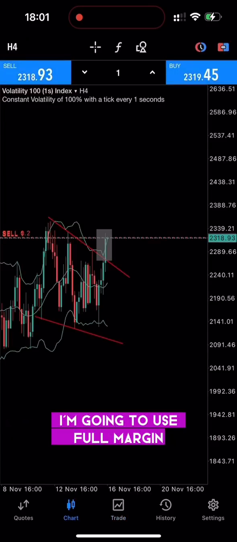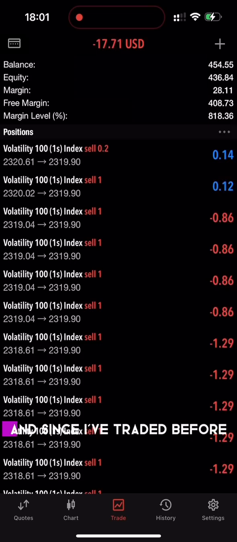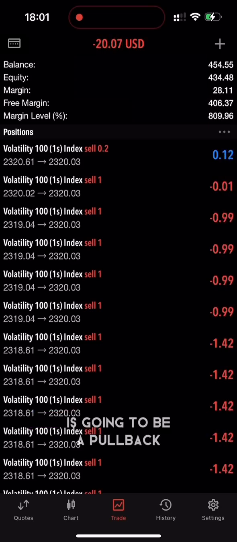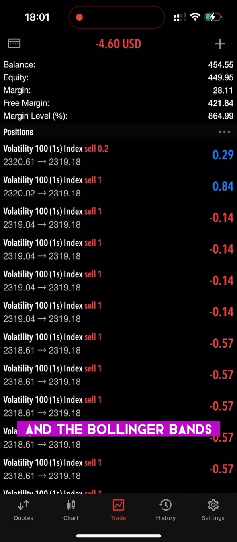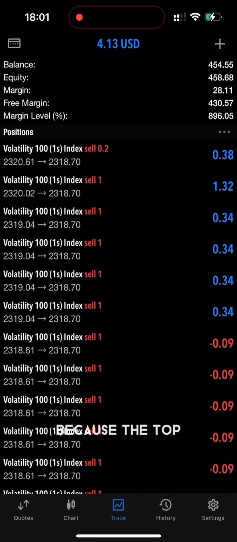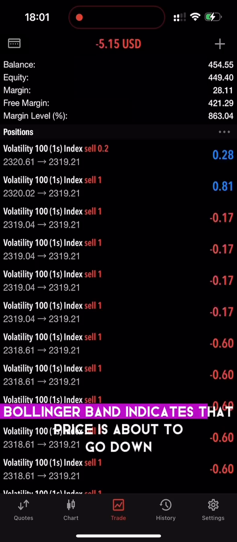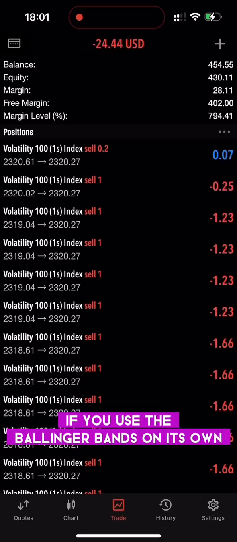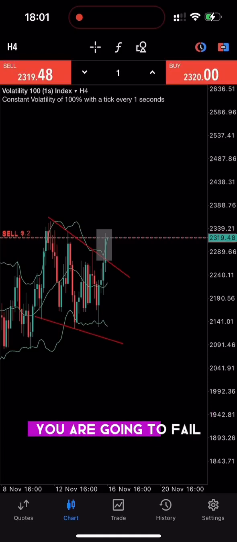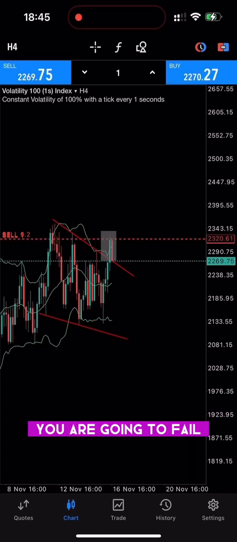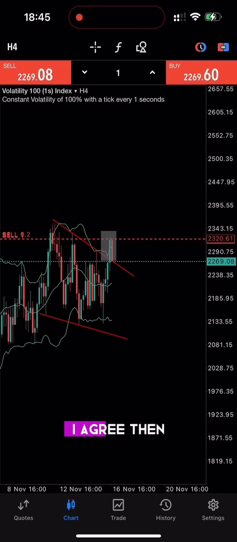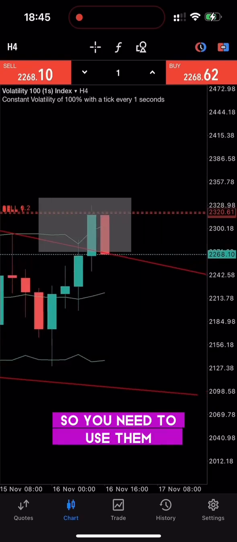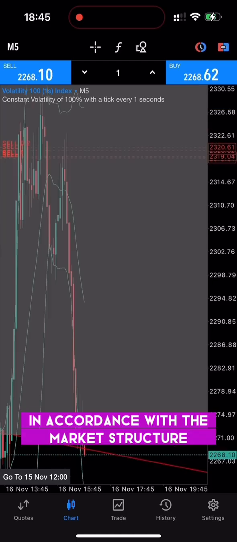I'm going to use full margin because I'm sure, and since I've traded before, I know that when there's a break of a trend line, there's going to be a pullback, and the Bollinger Band is going to make sure that pullback happens because the top Bollinger Band indicates that price is about to go down. If you use the Bollinger Bands on their own without the trend line, trust me, you are going to fail. You are going to fail because if it was that accurate, then the owner would have just used those Bollinger Bands. So you need to use them in accordance with the market structure for them to work.